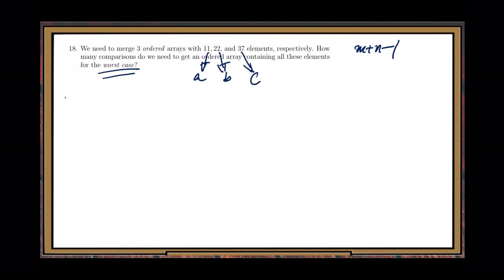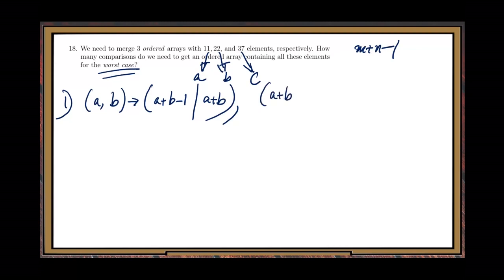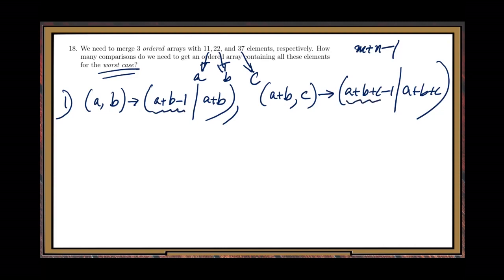So case 1, you merge A, B first. So you get the number of comparisons, A plus B minus 1, then A plus B. The next step, A plus B, C, and A plus B plus C minus 1, then A plus B plus C. So you use these 2 numbers to calculate the subtotal for this case.